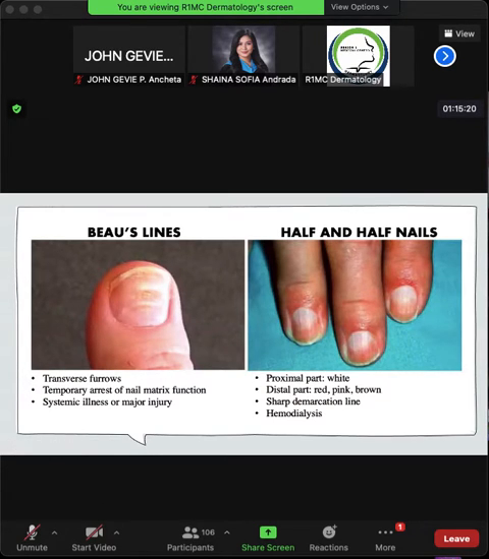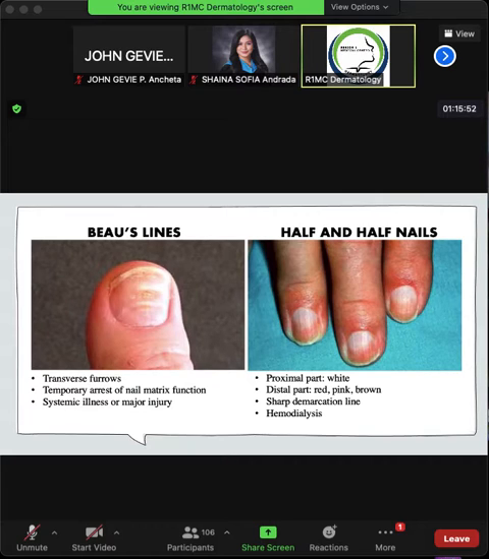So, for your Beau's line, these are transverse furrows that begin in the matrix and progress distally as the nail moves. They are ascribed to the temporary arrest of function of the nail matrix, and although usually found to be bilateral, unilateral Beau's line may also result from your systemic illness or major injury, such as your broken bone.